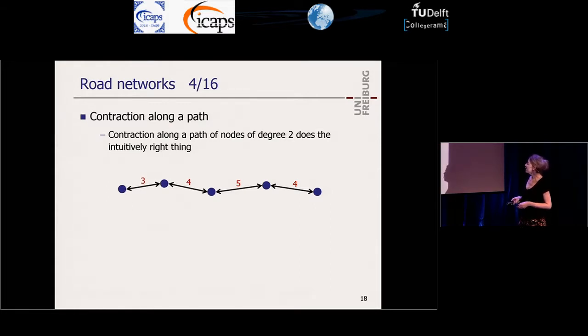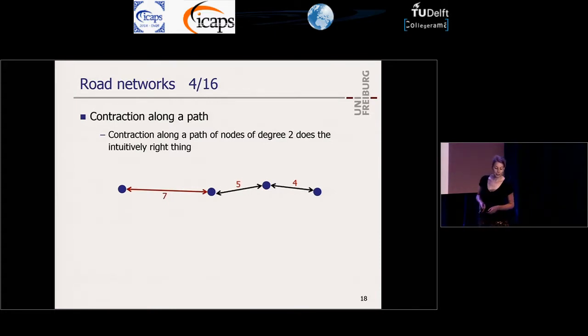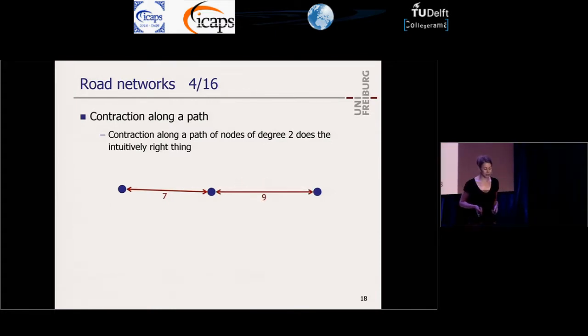Let's try to contract this one. So what will we have to do? We have to introduce a shortcut, because otherwise this would be disconnected, of length 7. Same here, 5, 4, we have to introduce one, of length 9. So if you want to go from left to right, you can still do it with the same cost as before. Let's contract the inner one. It's 16, 7 plus 9, 16, yeah?